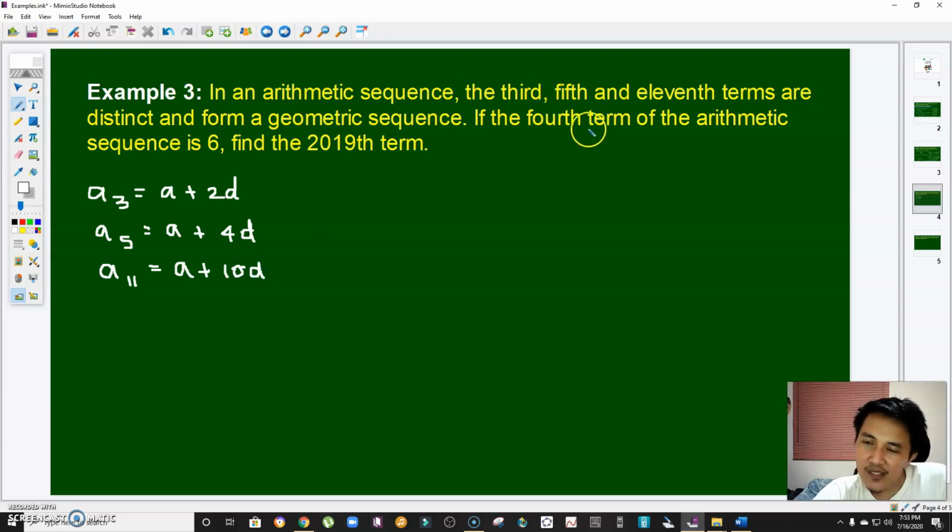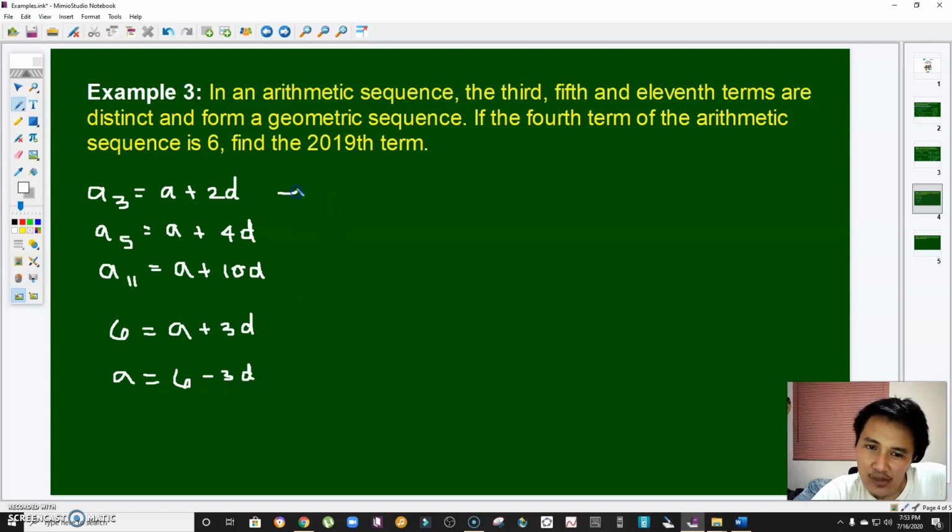Okay, now it says here, the 4th term is given, which is 6. So, meaning to say, my a sub 4, which is 6, is actually equal to a plus 3d. And from here, we can express a in terms of d. That is, my a is equal to 6 minus 3d.